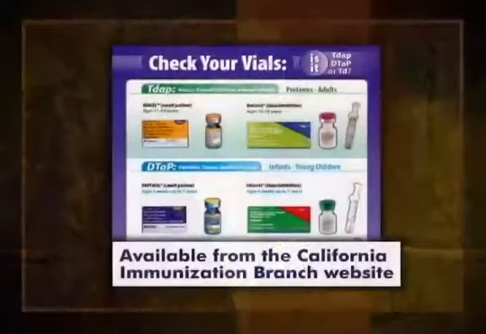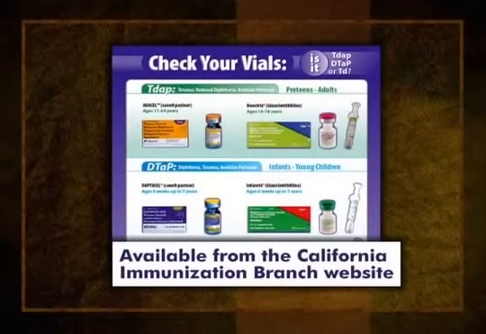The California Immunization Branch has produced a poster titled Check Your Vials. The poster shows images of the DTaP and Tdap brands and reminds your staff to look carefully before administration of one of these products. Vaccine administration errors are not acceptable practice. We encourage all of you to discuss this issue with your staff and download a copy of the Check Your Vials poster from the California Immunization Branch and post it on the front of your refrigerator.